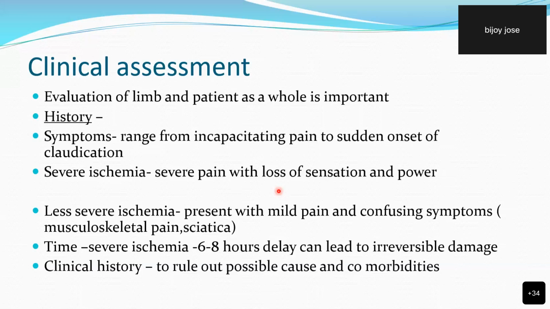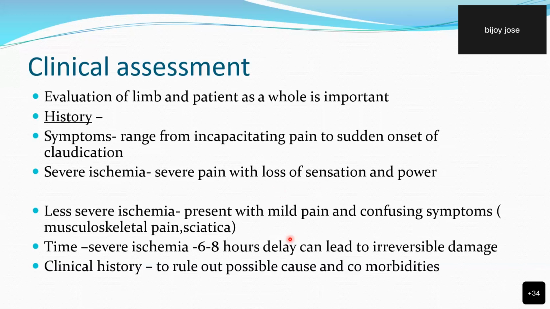And what about the time? Six to eight hours of delay can lead to irreversible damage. So initially in my slides I said that a minor mistake from the surgeon in picking up acute limb ischemia can lead to irreversible damage, and the patient can lose the limb, and sometimes it can even lead to death.